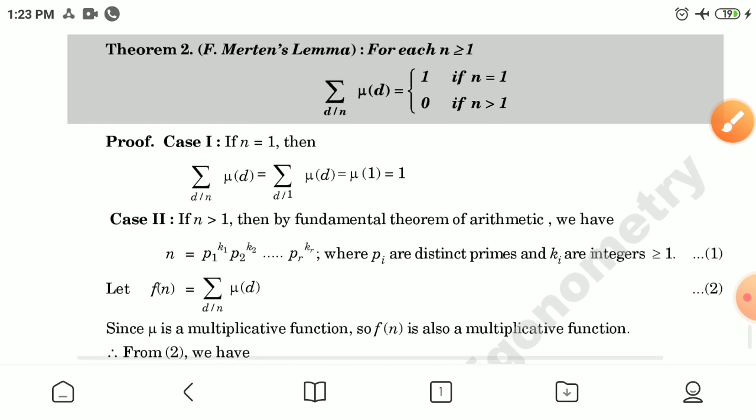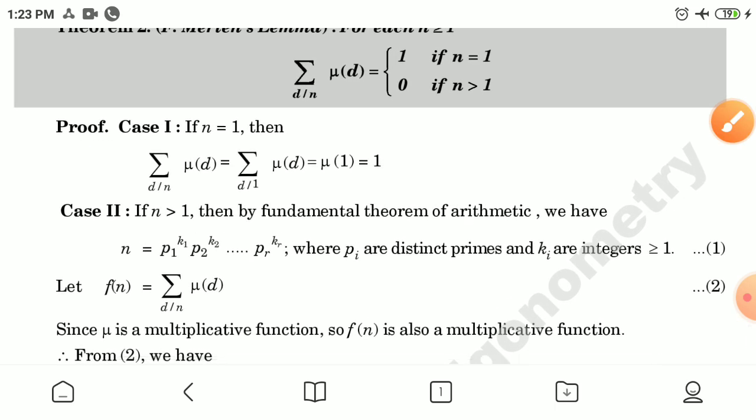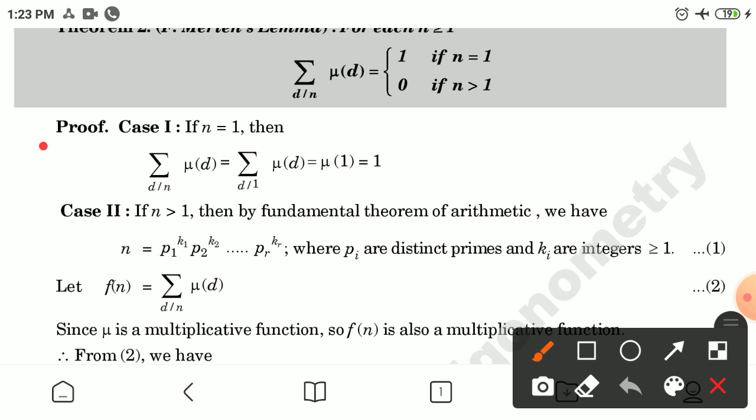case first, if n is equal to 1, then the summation of mu(d) where d divides n is equal to the summation of mu(d) where d divides 1. There is only a single divisor of 1, that is 1. Therefore, the value of mu(1) is equal to 1.